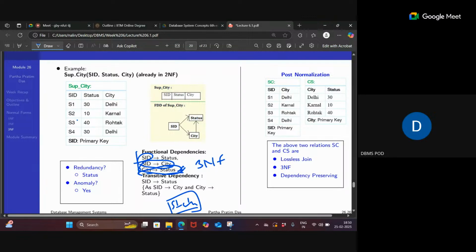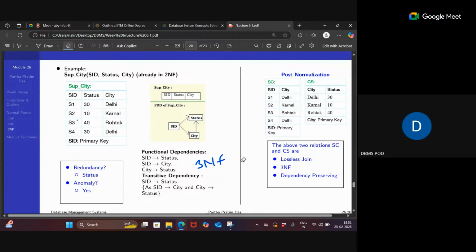Because city already determines status, that information is valid, no? That is what we are storing. City is already determining status, so that information is already stored. So SID determines city, we will store in the other table, and SID and status will not be required because city is already determining the status.